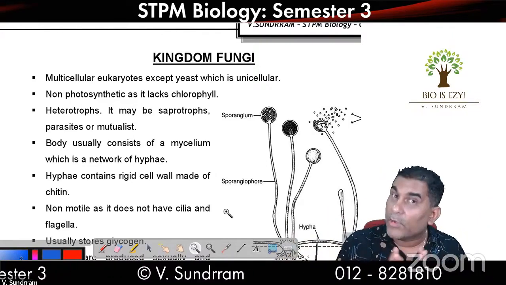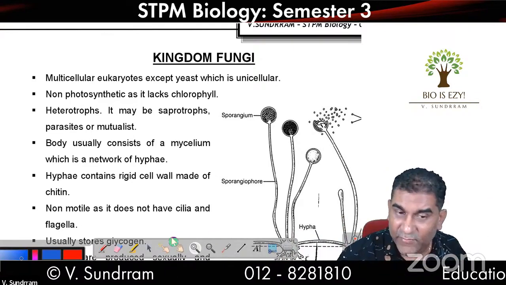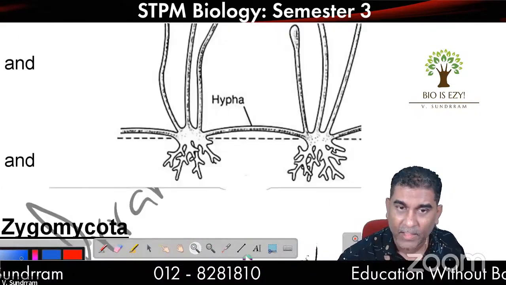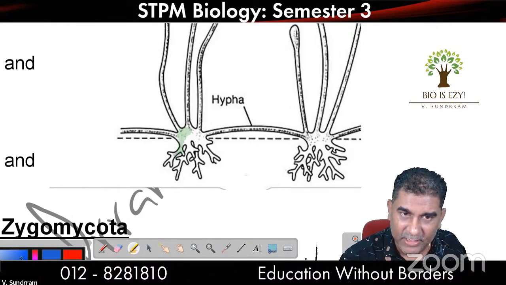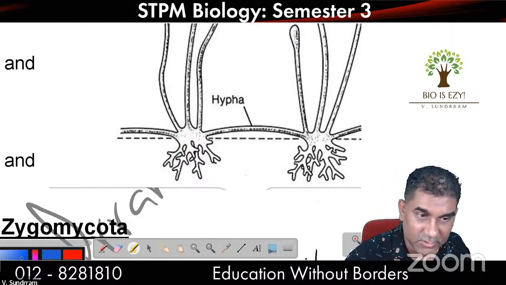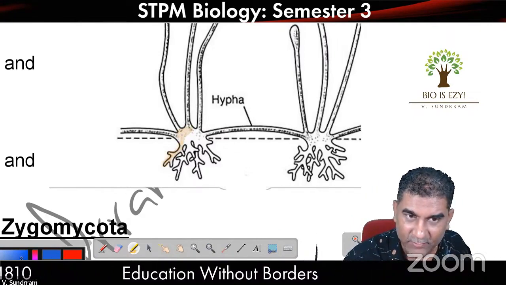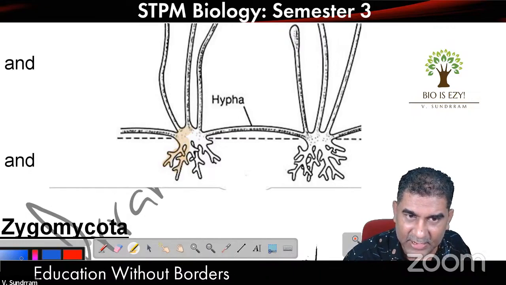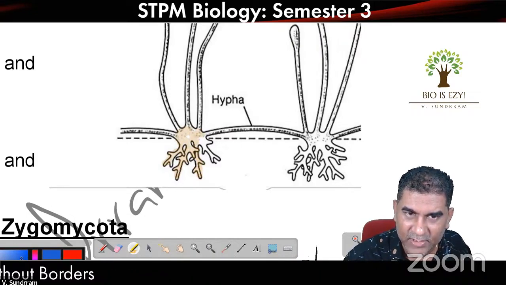The whole body of fungi consists of a network of hyphae. This is the network of hyphae. This one here is the hyphae, the one I'm coloring now. Cannot use green, so use brown. So this is the hyphae that I'm coloring now. So this is a fungi. A fungi is a network of hyphae. This is how the body of a fungi looks like. It's a network of hyphae.